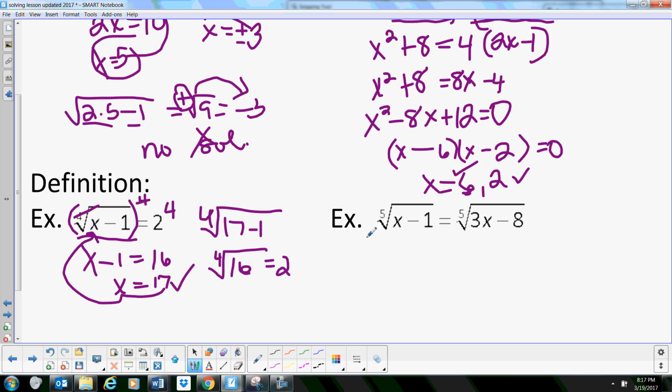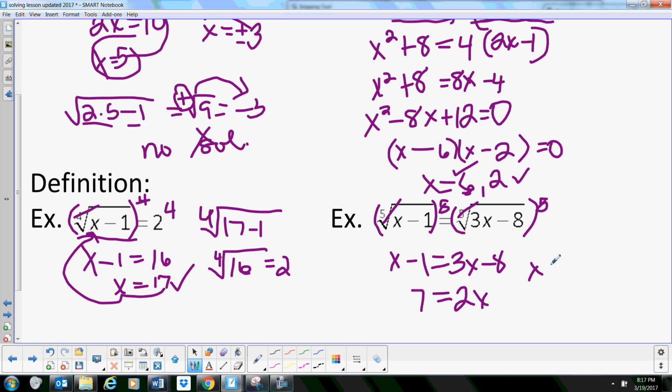Now let's look at one with a fifth root. And this one actually has radicals on both sides. So we've got a fifth root. So we're going to raise both sides to the fifth power. Okay, notice I'm showing that step. So you want to show that step. So you get x minus 1 is equal to 3x minus 8. Collect your like terms. So 7 is equal to 2x. So x is equal to 7 halves.